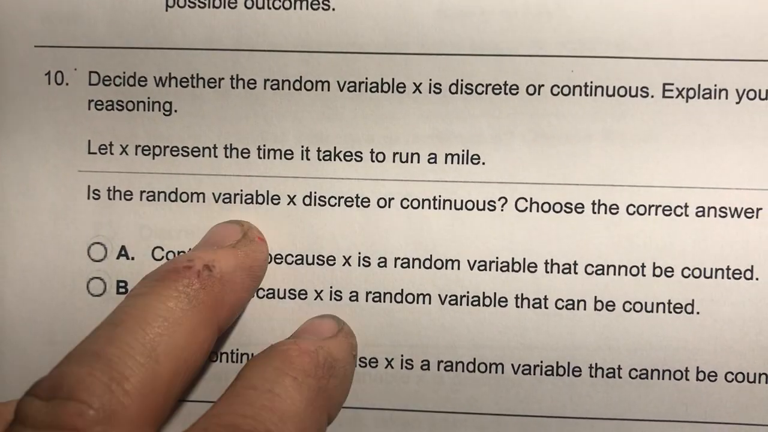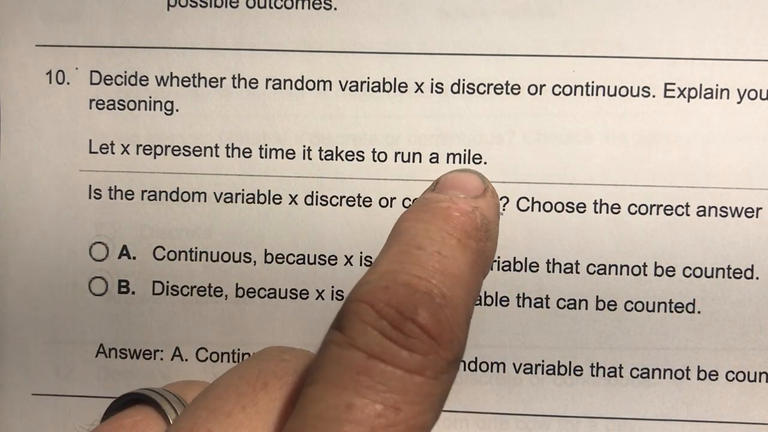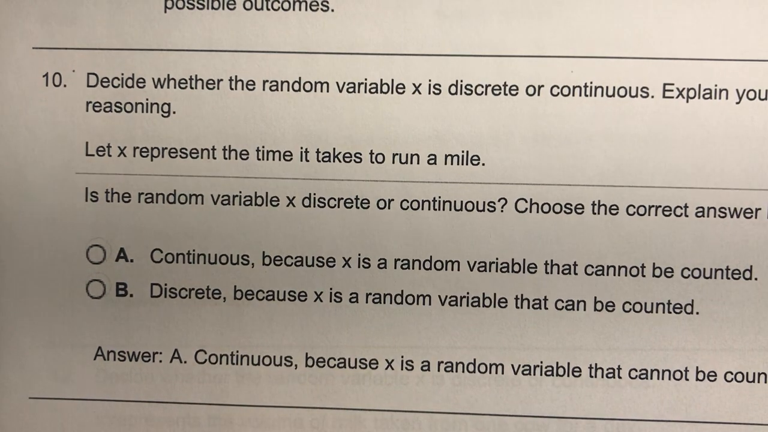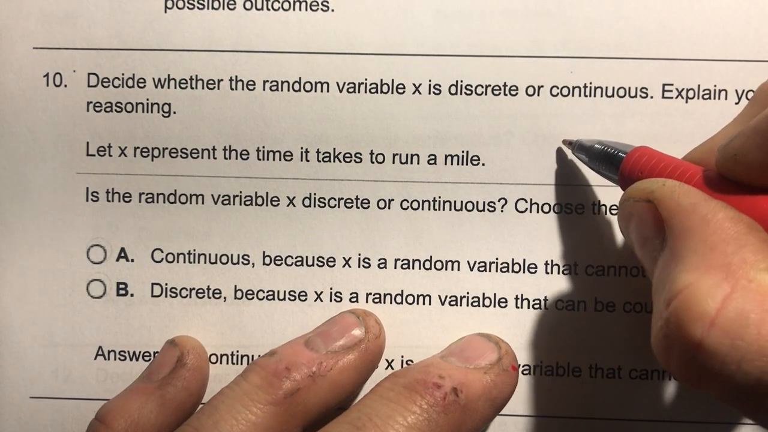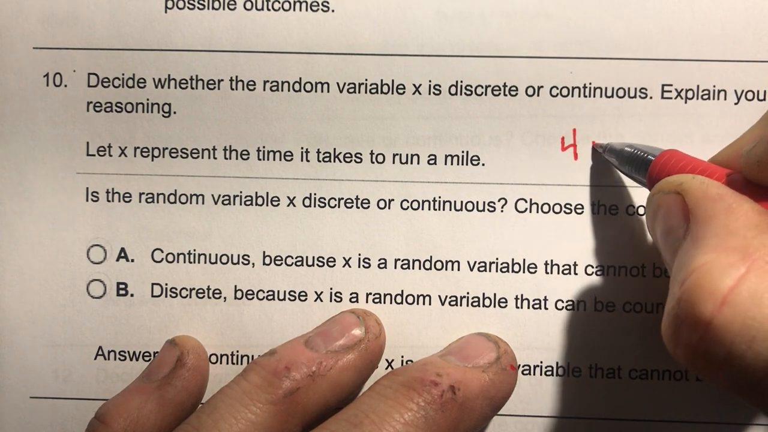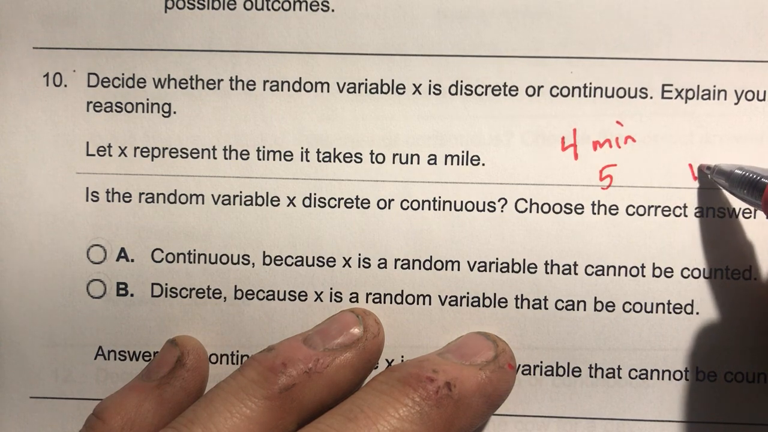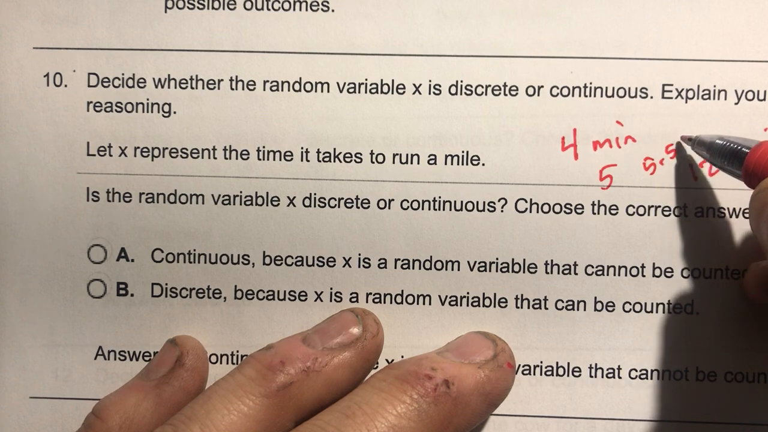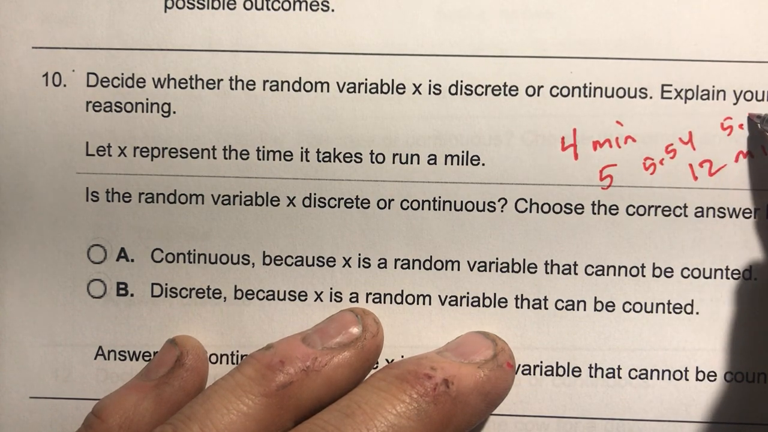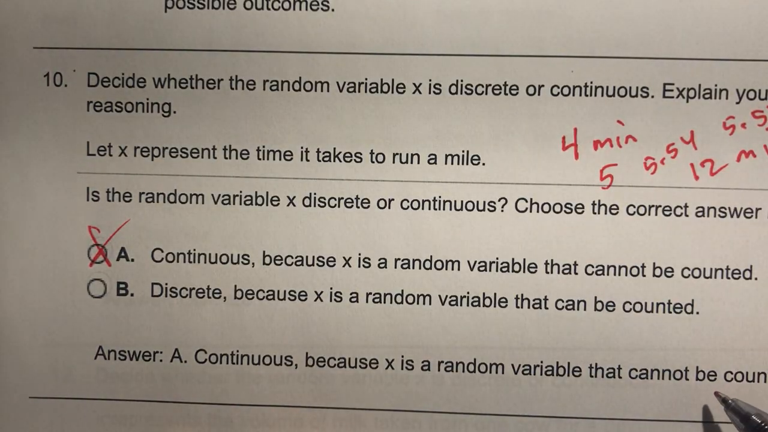Number 10, decide whether this is discrete or continuous. Let X represent the time it takes to run a mile. Okay, the time it takes to run a mile. All right, some people might run a mile in, like the world record is 4 minutes. Some people might run a mile in 5 minutes. Some people may run a mile in 12 minutes. But then somebody might run a mile in 5.54 minutes or 5.57 minutes. These are uncountable, all the different ways you can run a mile. So this is continuous because it cannot be counted.